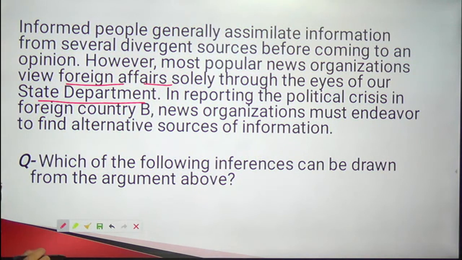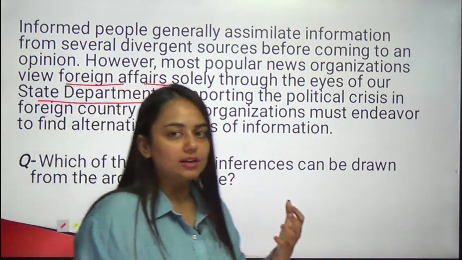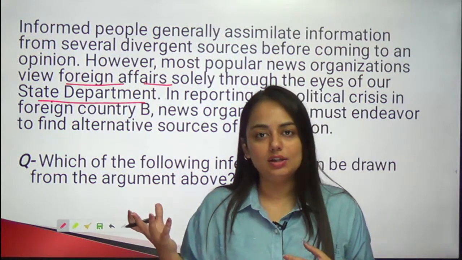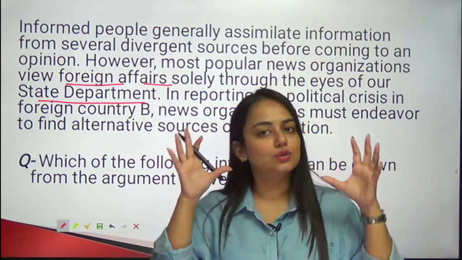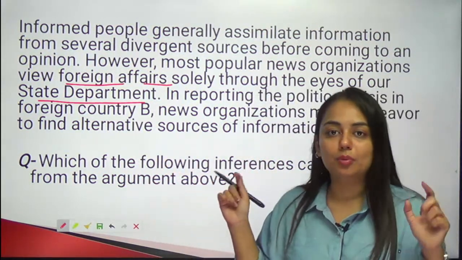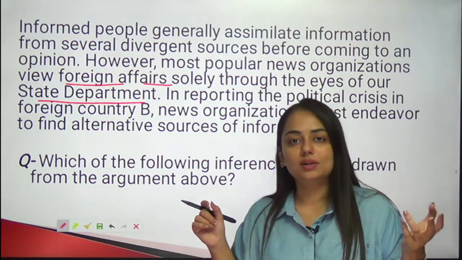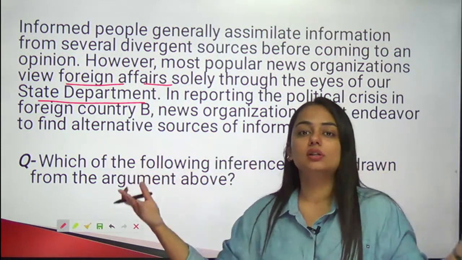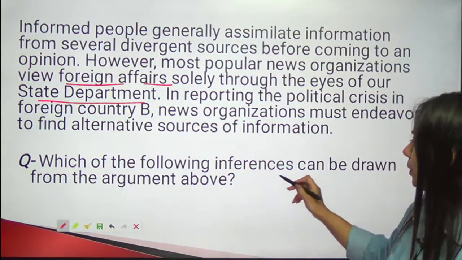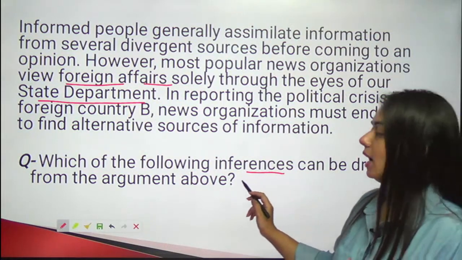In reporting the political crisis in foreign country B, news organizations must endeavor to find alternative sources of information. Okay, so here the author gave you some facts. He gave you the fact that whenever a news reporter delivers news about some foreign country, he would do it from the perspective of his own state and their own grievances. And then he concludes saying that when you have to report news on some country B, you should refer to alternate resources, not just your own state view. So which of the following inferences can be drawn from the argument above?